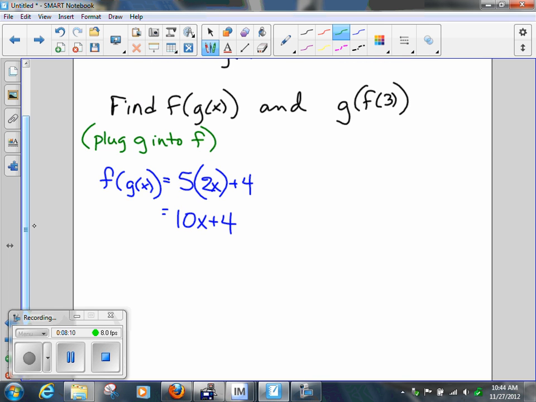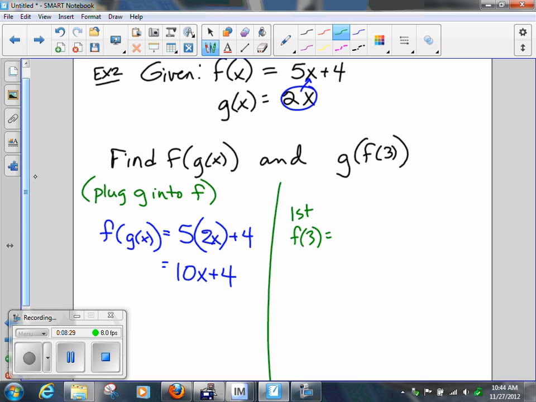Easy, easy, easy. What are we plugging into g of f of 3? What's that mean? What am I plugging where? I got to plug 3 into f first, right? This is a two-part problem. So I'm going to take f of 3. Folks, what's my f function? 5 times who? 3. Okay.